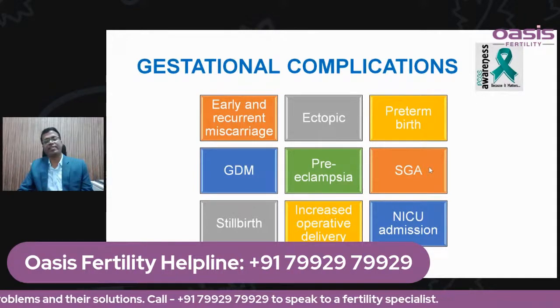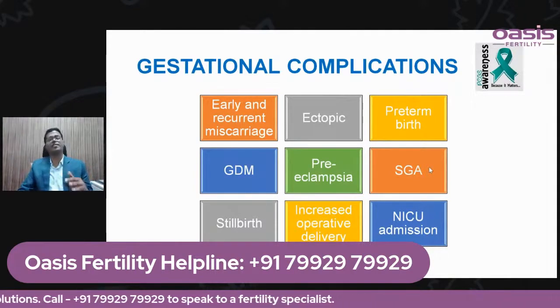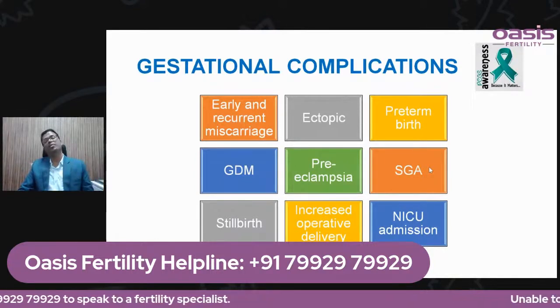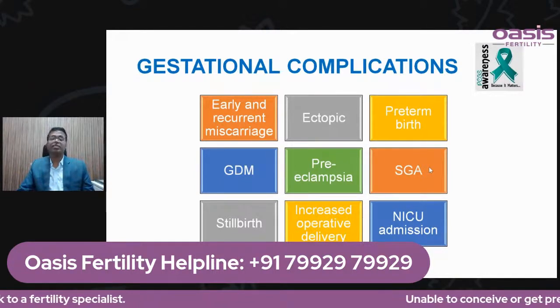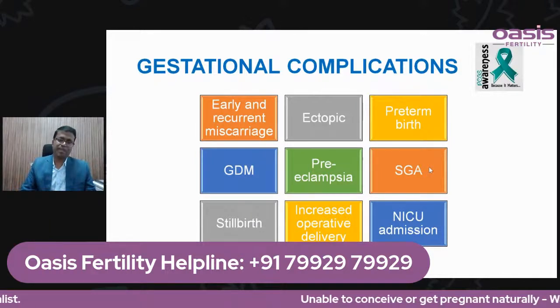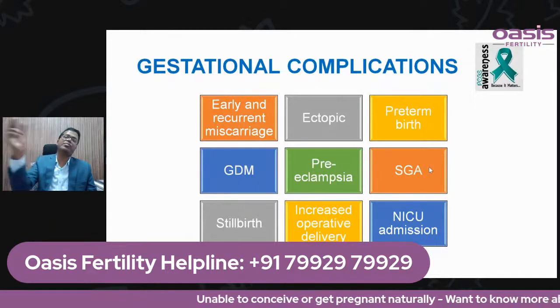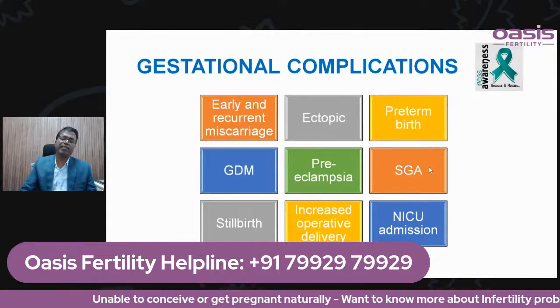This means they lose their pregnancy. That is called recurrent miscarriage. Even if they get pregnant, it may not continue. For that also, we need treatment. There is a high chance of ectopic pregnancy, that means the pregnancy occurs in the tubes or outside the uterine cavity.